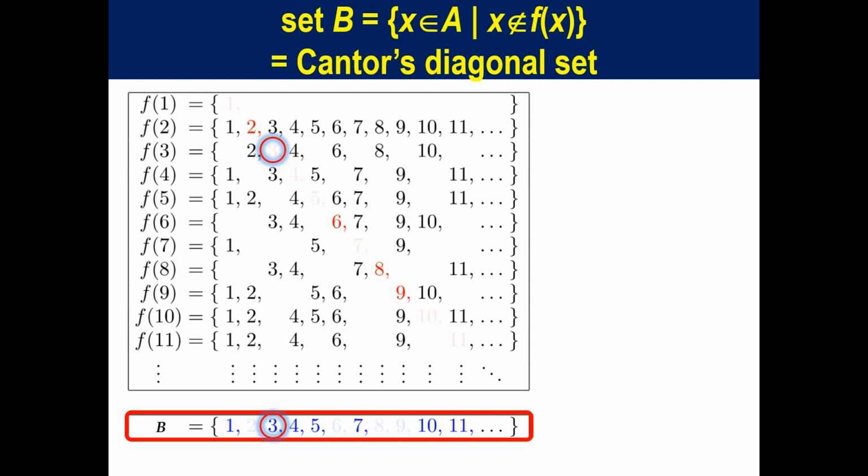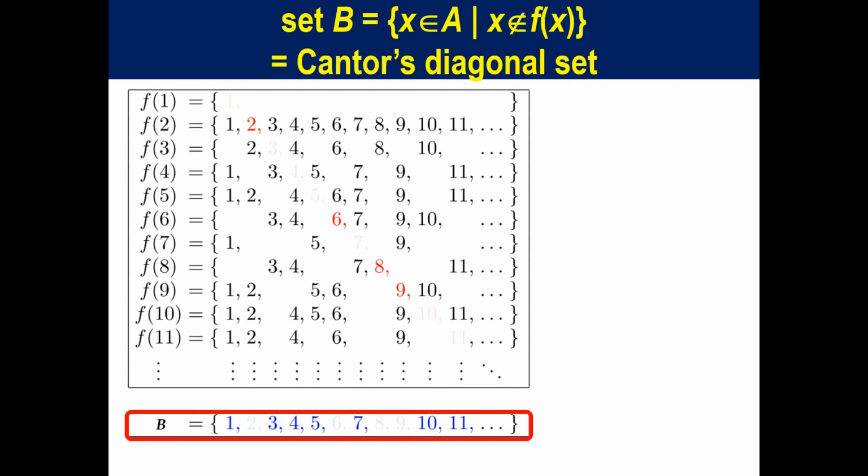Then, B is different from any fi in the list. Different from F1 in the first element, different from F2 in the second element, different from F3 in the third element, dot dot dot. Thus, there is always a subset B of PA which is not present in the list.